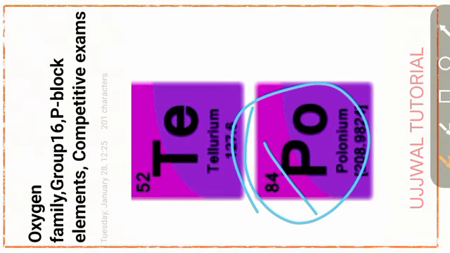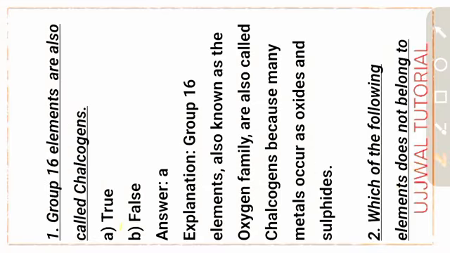Now let's discuss the very important MCQs based on group 16. Question number 1. Group 16 elements are also called chalcogens. Is this statement true? Yes. To explain, group 16 elements, also known as the oxygen family, are also called chalcogens because many metals occur as oxides and sulfides.